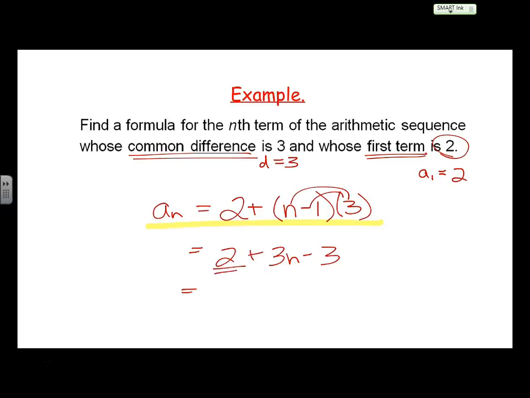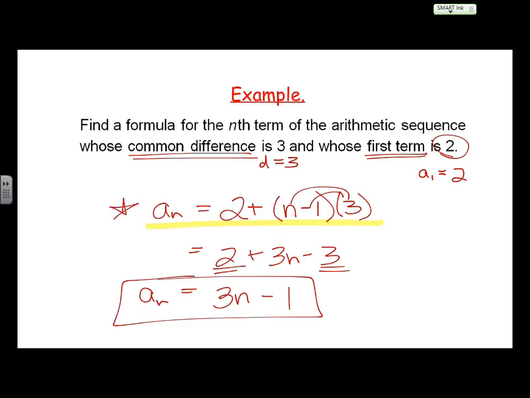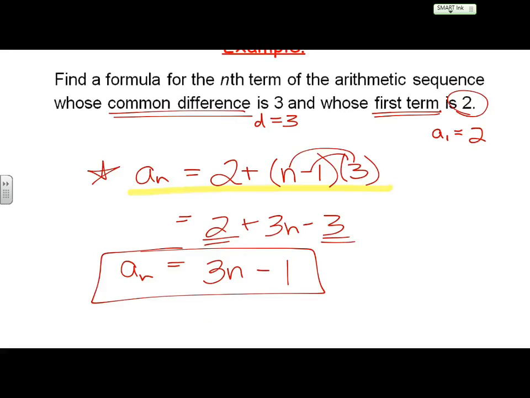2 minus 3, there are like terms, right? Negative 1 plus 3n, or to be honest, it probably looks a lot nicer if we just did 3n minus 1. So even though this is right according to the formula, we wouldn't necessarily be given that in the beginning.